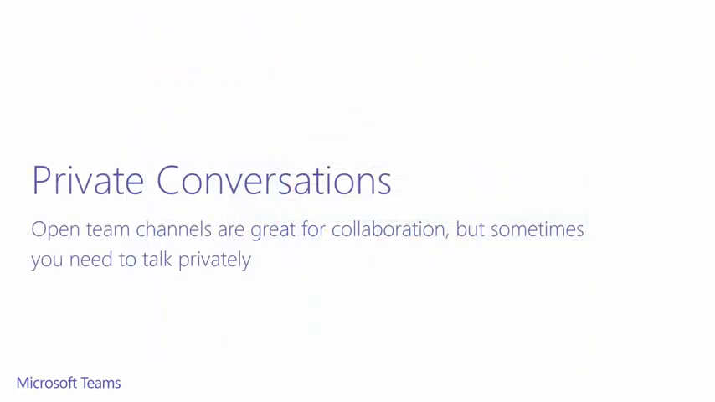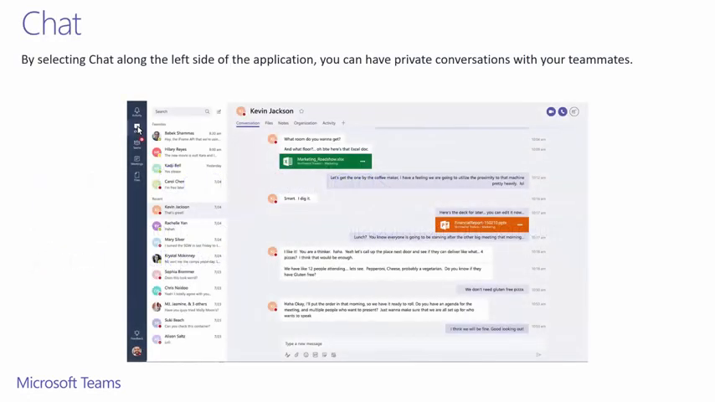As we all just saw, conversations in channels are public. They're available to current and future team members, but sometimes you just need to take a conversation offline. To chat privately, you can navigate to the chat icon on the left side of your application. You'll see here your favorite conversations, followed by your recent conversations. You can also exchange messages with Skype for Business users.